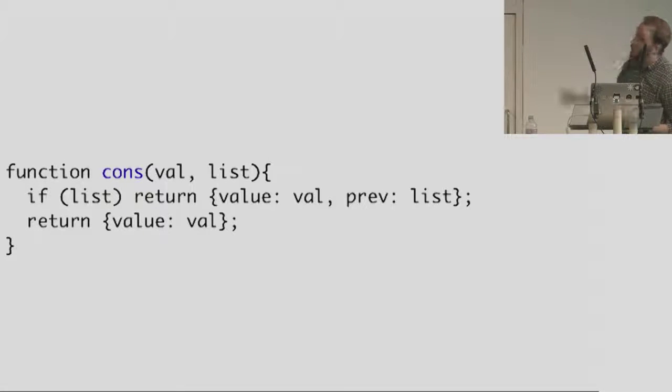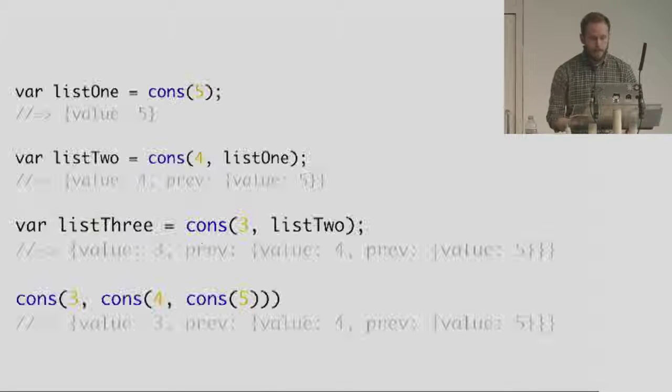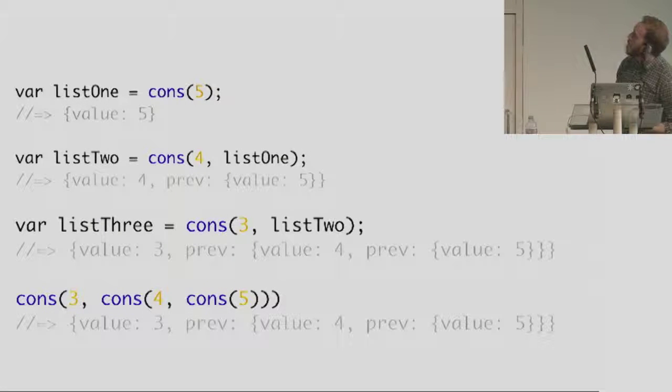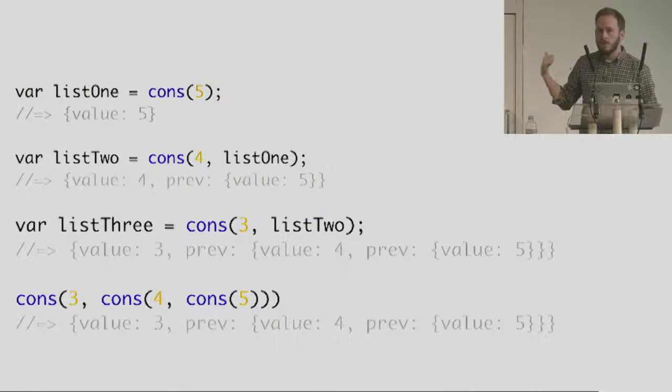If you create a function here, we'll call it cons, which takes a value and a list. If we're given a list, then we're going to return a new pair with the value at its head and then a reference to the previous list in its tail. Otherwise, we're just going to return a node that only contains a value. And you might use it something like this. We can create our initial value, stash it in list 1, extend our list with a new value using list 1, stash it in list 2, and so on and so forth, or just nest the function calls. So all we store is actually a reference to the node at the head of our list.